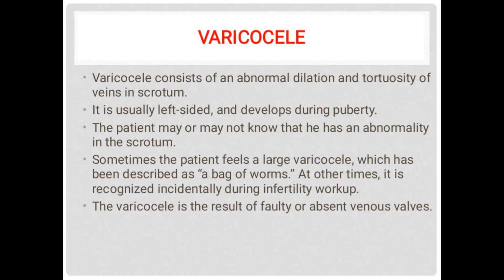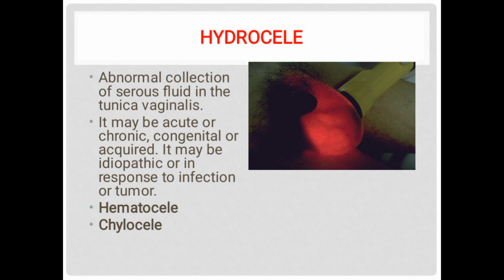Varicocele consists of an abnormal dilation and tortuosity of veins in the scrotum. It is usually left-sided and develops during puberty. The patient may or may not have an abnormality in the scrotum. Sometimes the patient feels a large varicocele, which has been described as a bag of worms. At other times, it is discovered incidentally during infertility workup. The varicocele is the result of faulty or absent venous valves.